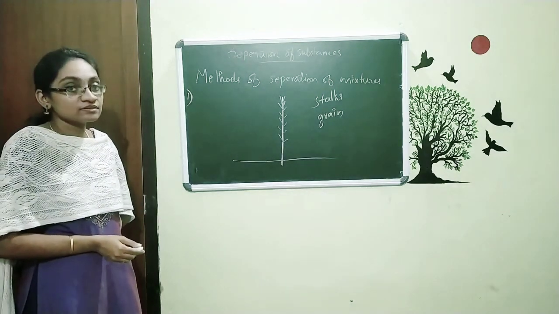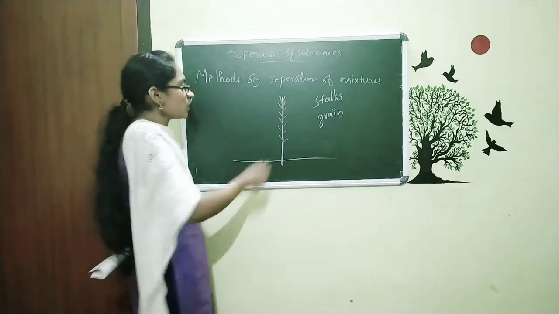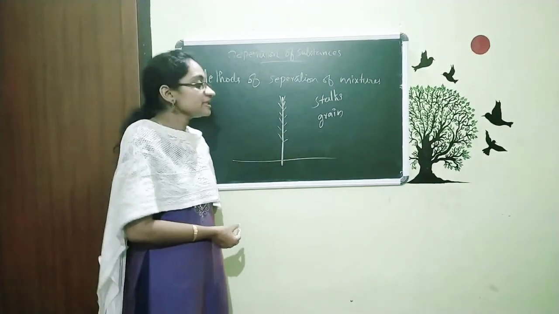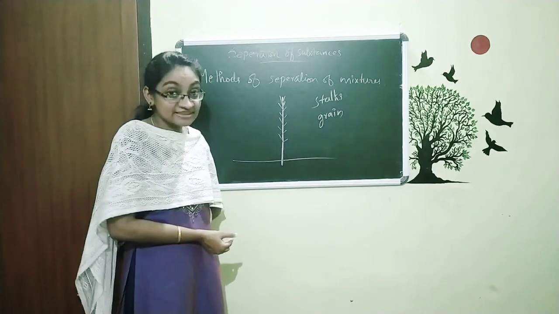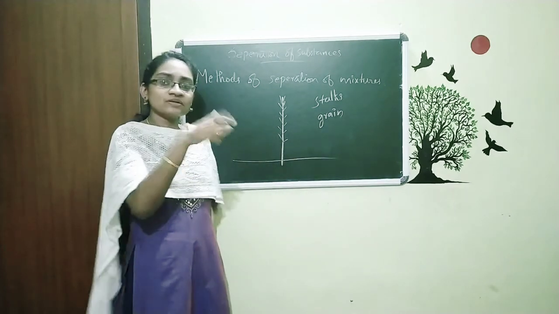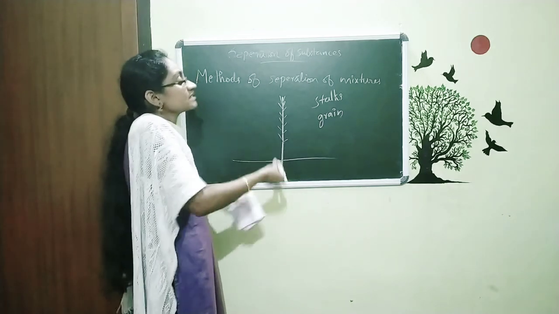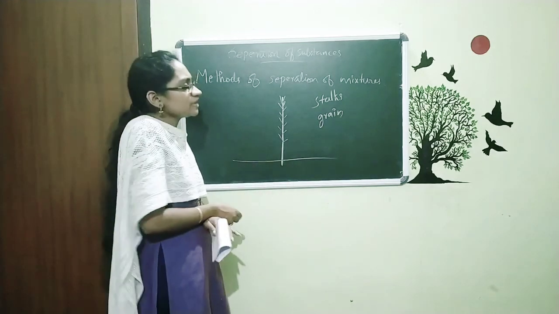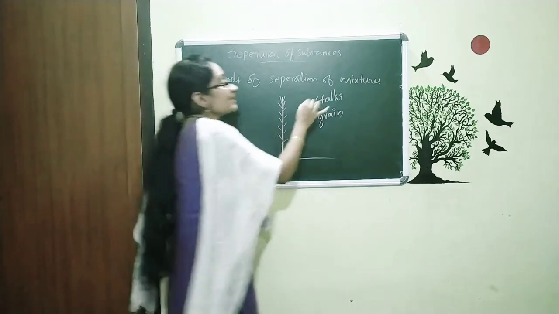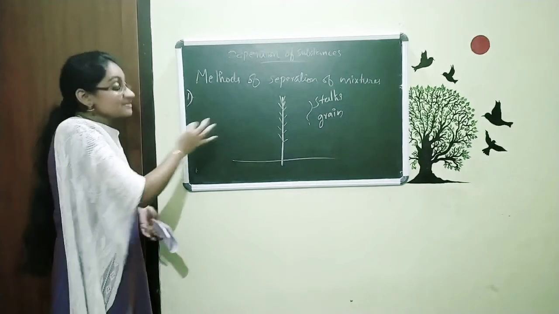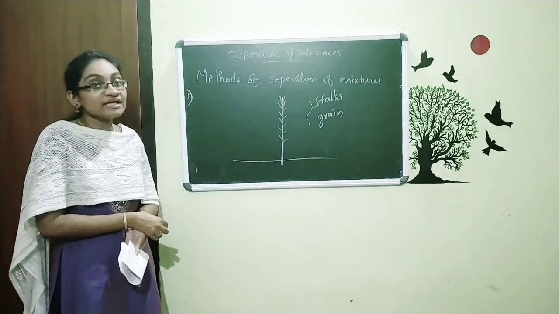What is the method? Is it possible to go and pick each and every grain from the stalk? Actually, it is not possible. It is not practical. If we have only one stalk, it is okay. We can do that. But we have hundreds and hundreds of stalks, and how are we doing the separation of this grain and stalk? So, it is not okay with the hand picking.